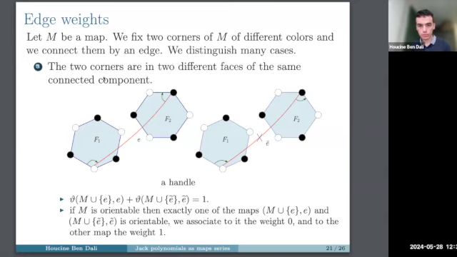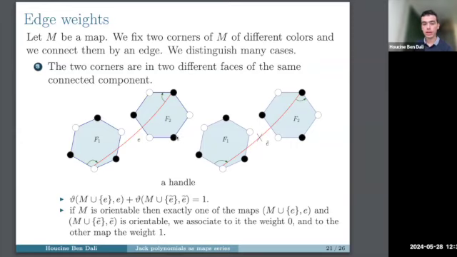Here we have a second case where we are adding an edge between two corners in two different faces, but the two different faces are in the same connected component. Here we have a corner in this face F1 and a corner in the face F2, but F1 and F2 are in the same connected component. In this case, we say that the added edge is actually a handle.